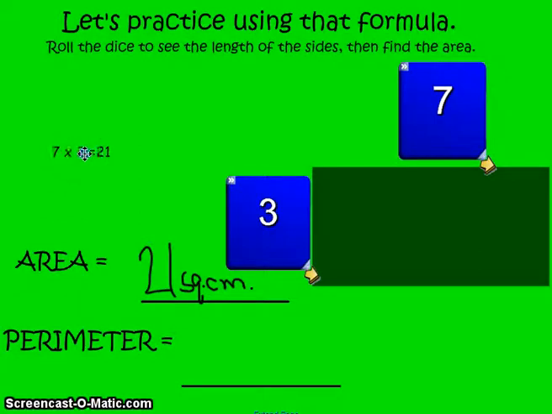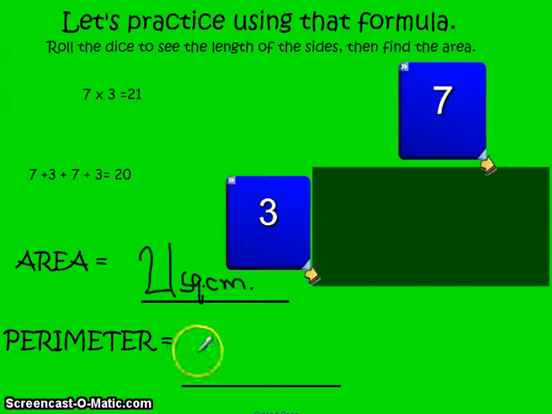Perimeter, we know, is a two-step process. We measure each side and we add them up. Well, I know the measurement of two sides, and I know that if this top side is 7, the bottom is going to be 7, and if the left is 3, the right will be 3. So I can add just another 7 and another 3. 7 plus 3, 7 plus 3, 10 and 10 is 20.